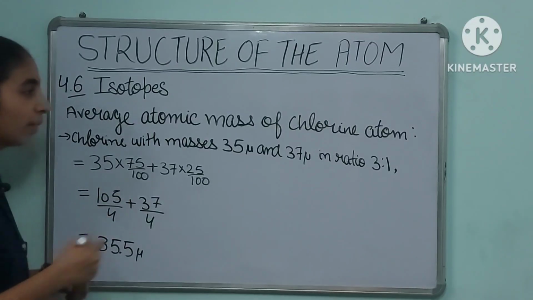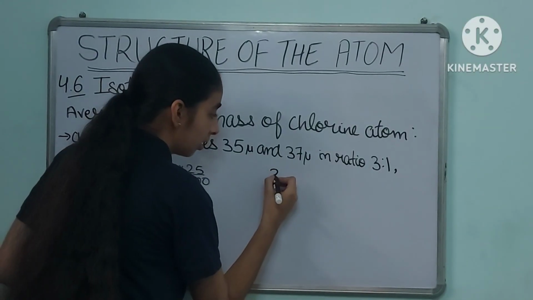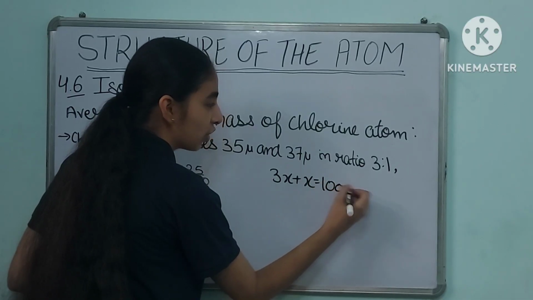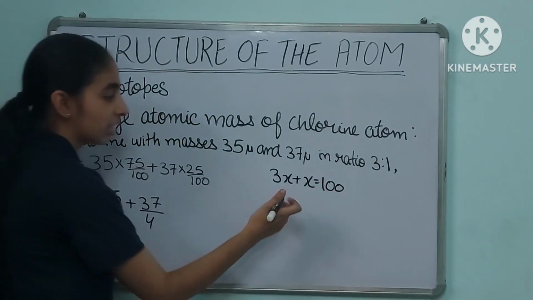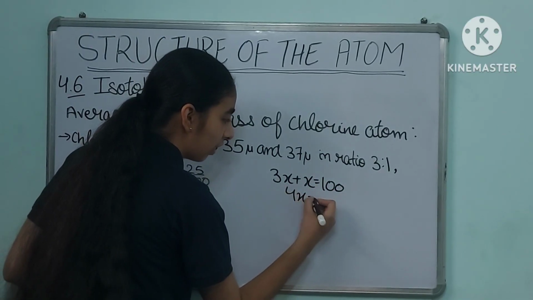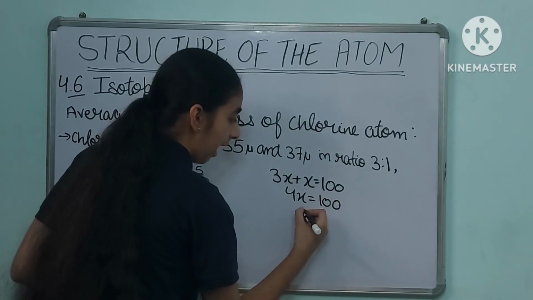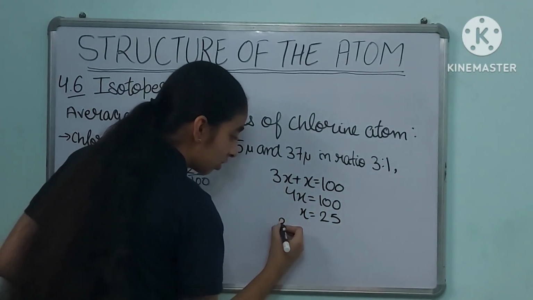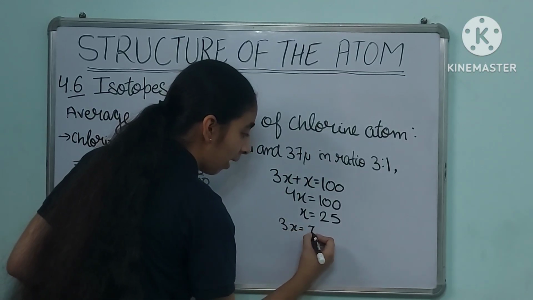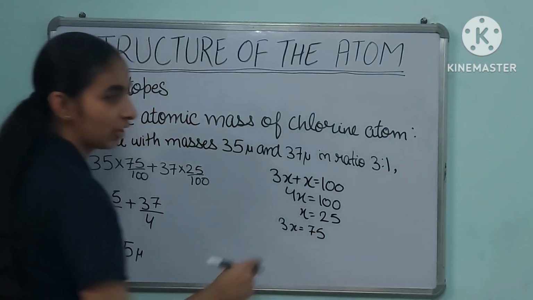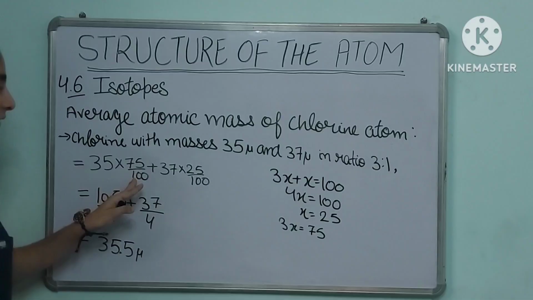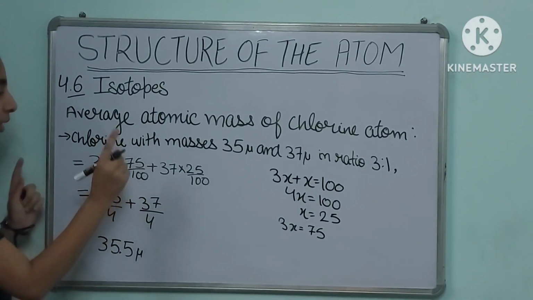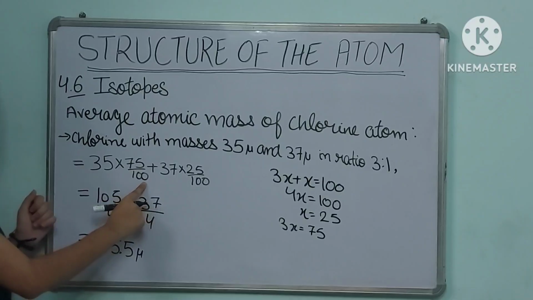How did 75 come? 3x plus x is equal to 100. This one ratio I'm using to find the value of x. So 4x is equal to 100 and x is equal to 25. If I multiply with 3x, I will get 75. Means 35 mu was 75%. 35 into 75 upon 100, I have the percentage, so in place of percentage, I write upon 100.